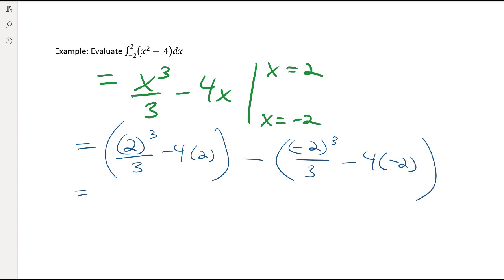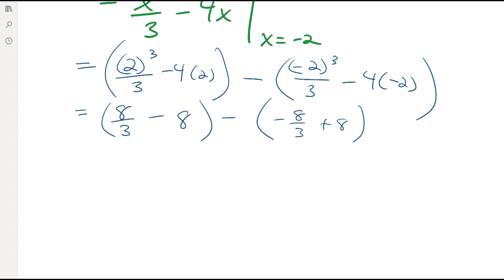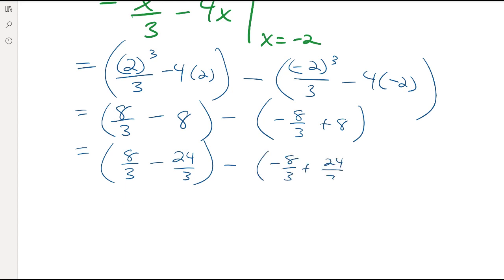All right, the first set of parentheses, we get 2 cubed, so that's an 8/3 minus 8. Okay, minus the quantity of, be careful here, a negative 2 cubed is a negative 8, so that becomes a negative 8/3. Negative 4 times negative 2 is a plus 8. You can go to your calculator if you want to, but I'm going to be lazy here. I know that 8 is the same thing as 24 over 3. Why did I do that? Because I need the same denominator. Minus 8/3 plus 24 over 3.